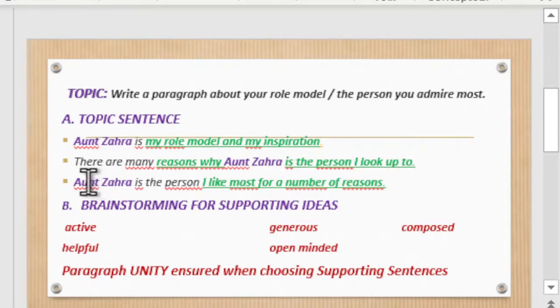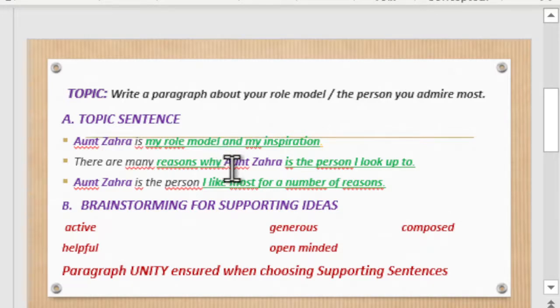In the same way, the third possible topic sentence is about Aunt Zahra as the main topic. And the controlling idea is why I like her most. So Aunt Zahra is the person I like most for a number of reasons. So I'm going to write about Aunt Zahra, and I'm going to give reasons why I like her most. That is my controlling idea. Great, so now we're done with the topic sentence.